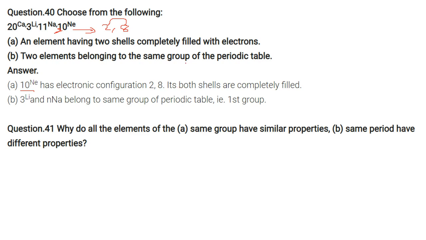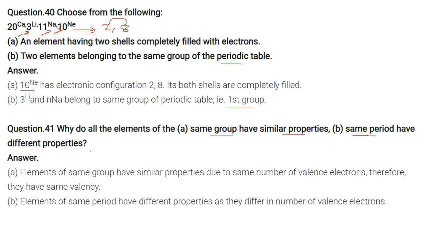2 elements belonging to the same group of the periodic table. So this lithium and sodium, they belong to the same group of the periodic table, that is the first group. Why do all the elements of the same group have similar properties, while those of the same period have different properties? Elements of the same group have similar properties because of the same or similar number of valence electrons. This is the basic criteria. They have the same valency. And elements of the same period have different properties. Why? Because the valence electrons are different.